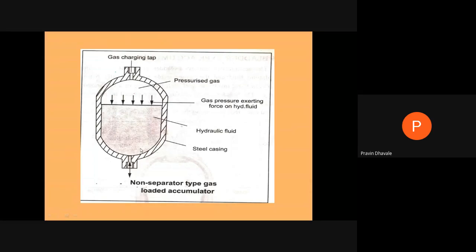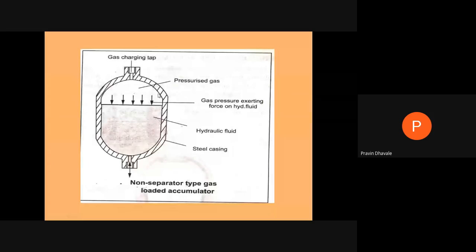The diagram is self-explanatory. This is a cylinder, we may say, for the accumulator. On the upper side, it is charged with a gas, particularly nitrogen. On the lower side, it is filled with the hydraulic fluid, which may be oil. We are enclosed in a steel casing.